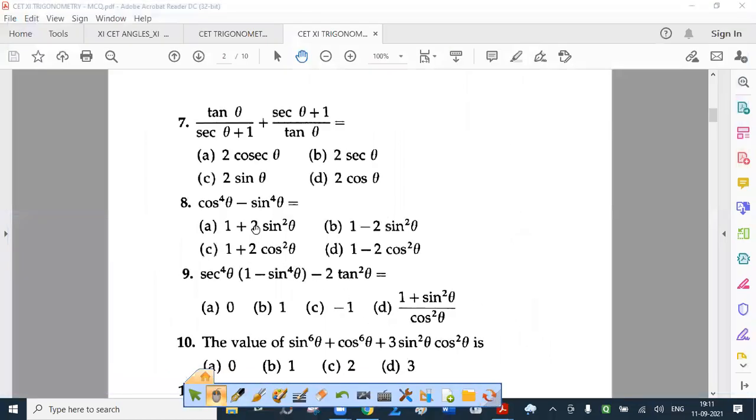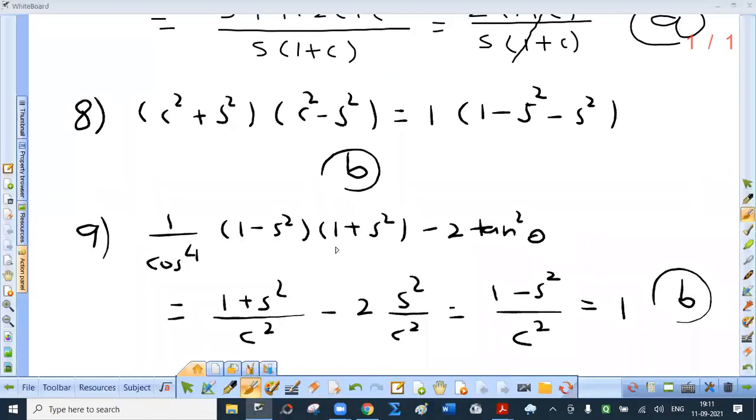Sum number 8. Cos raised to 4 minus sine raised to 4. Simple one. What are the factors? Cos square plus sine square, and cos square minus sine square. Now this is 1. What is cos square? 1 minus sine square. So 1 minus 2 sine square. The correct option is B, Bombay, for sum number 8.